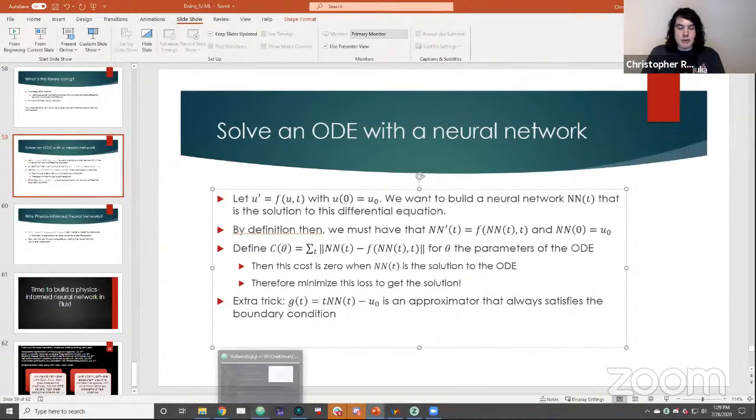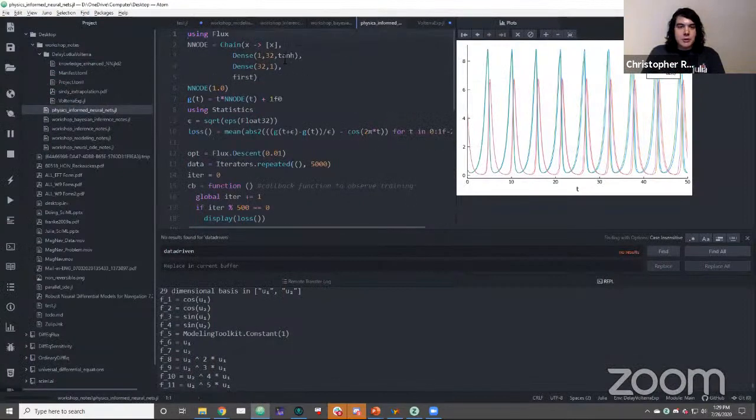So let's actually do this out in Flux right now. So here I have using Flux, and what I want to do is define this neural network, right? This neural network takes in one value, and I just put it into an array. I then run a neural network through it, and I turn it back into a scalar. So this is just my neural network. I define g of t such that it's always going to have g of 0 equal to 1, which is my initial condition. Now what I want to do is solve this ODE.